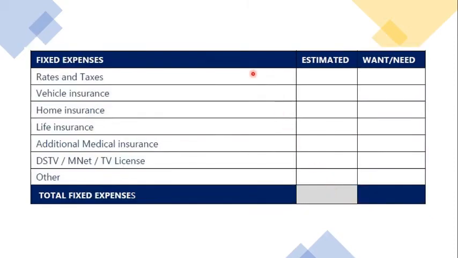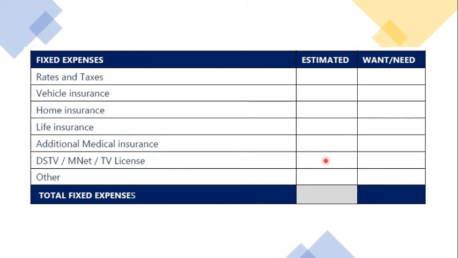If we go to fixed expenses, I want you to know that this is normally applicable for a period of a year because it's a contract. That would only then rates and taxes apply if you have your own home. Estimated, how much do you pay? Is it a want or a need? Vehicle insurance if you have your own car. Home insurance. Now this could be applicable whether you rent or whether you have your own home. Life insurance. Any additional medical insurance that's over and above the medical aid.